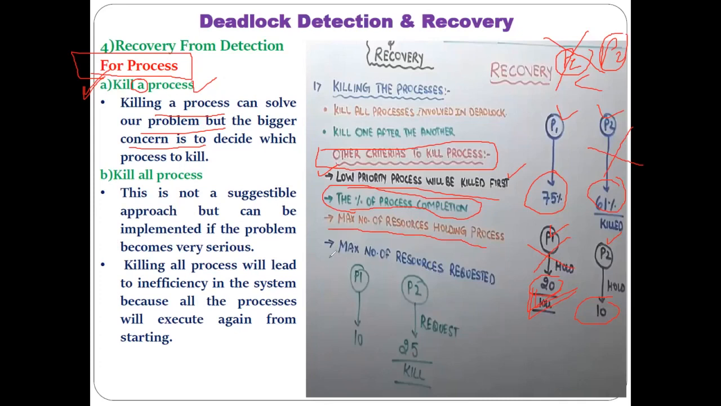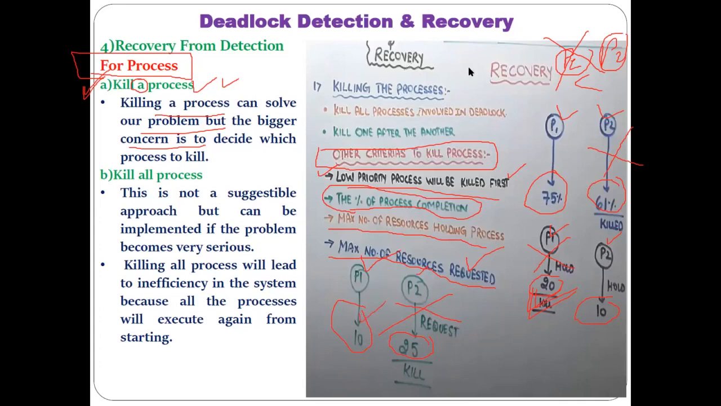Okay. The fourth criterion that can be applied to decide which process should be killed first in the first case, killing a single process at a time, is the maximum number of resources requested. If there are two processes P1 and P2, P1 has requested how many resources? 10. P2 has requested how many resources? 25. Then it is better to kill P2 first because it has requested 25 resources as compared with the 10 resources requested by P1.